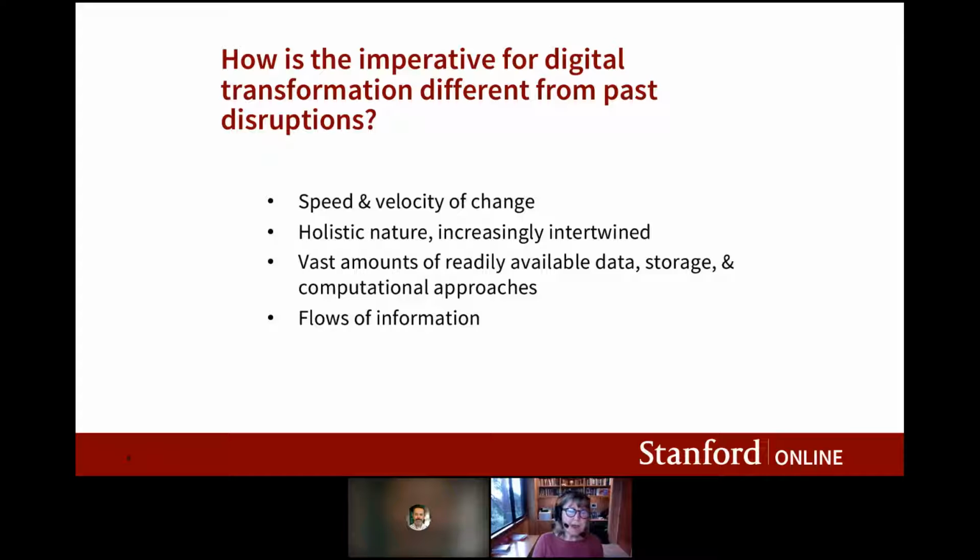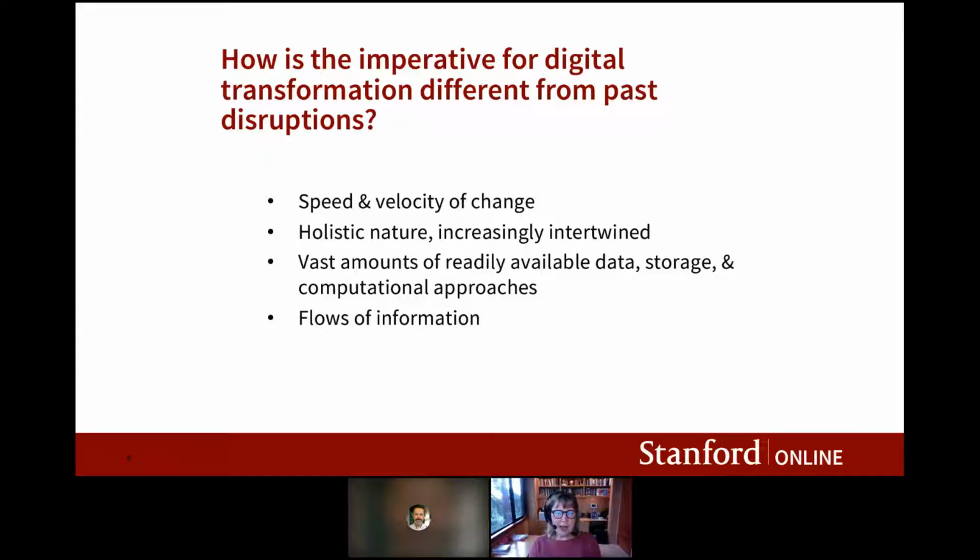And then finally, flows of information. With social media in particular, we've got information that's flowing much more readily, often outside of the control of the organization. So this information is much more fluid, and we have to be more responsive to it. So for example, customer videos that can go viral outside the control of the organization.